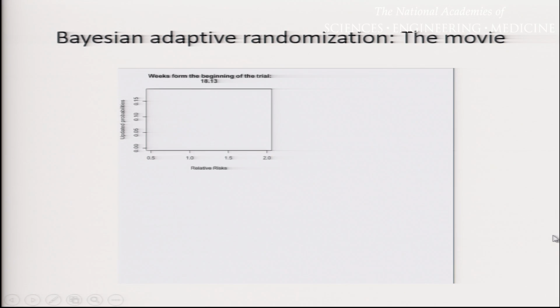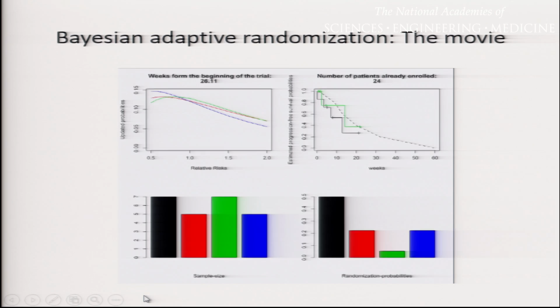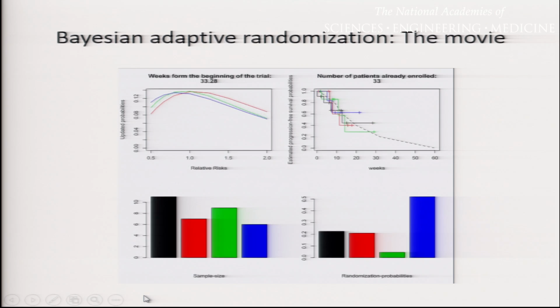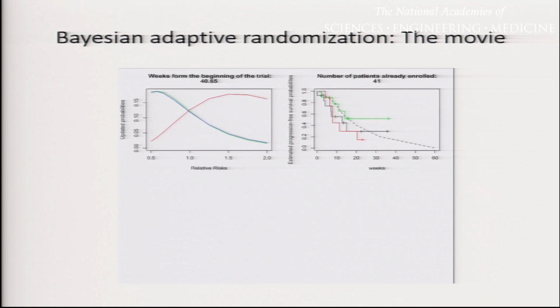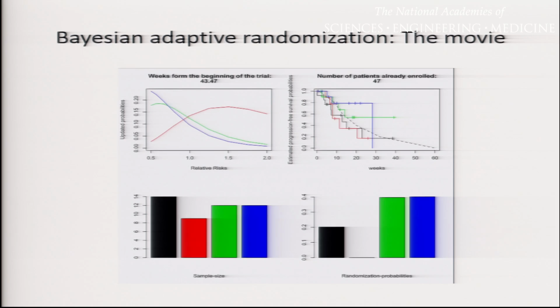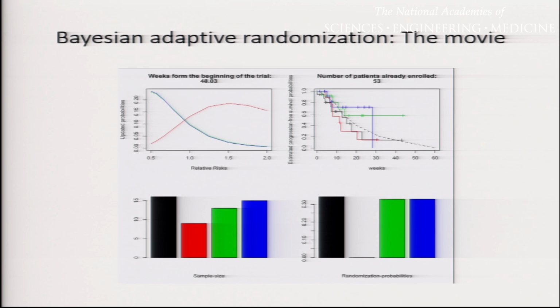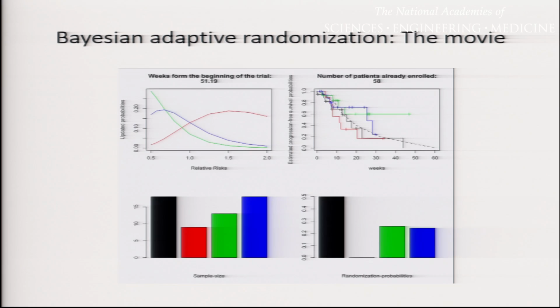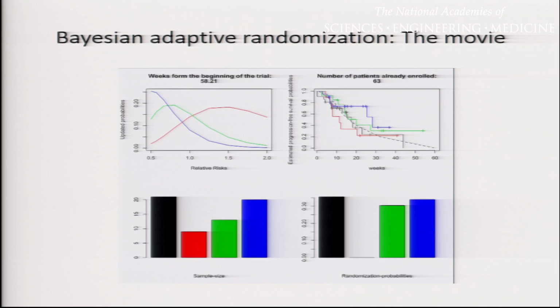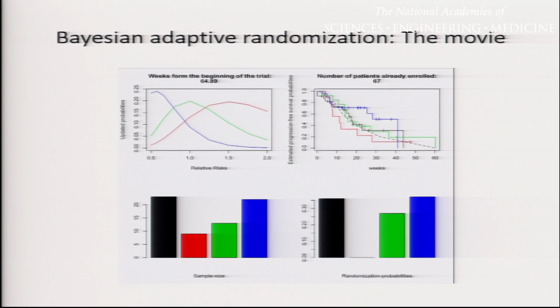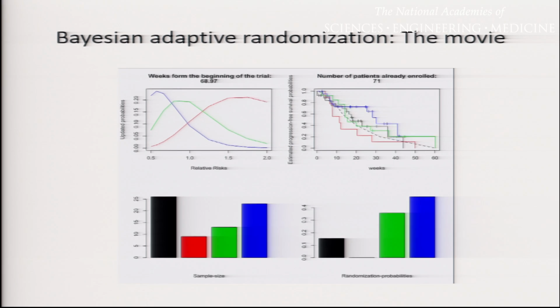We'll start from the beginning when you don't know as much. And you can kind of see how, as the information generates, you get a better sense of where the probability distribution lies amongst the relative risks, and that really informs the randomization probability, such that the red arm that's doing badly isn't having anybody randomized to it anymore, and the sample size stays constant.